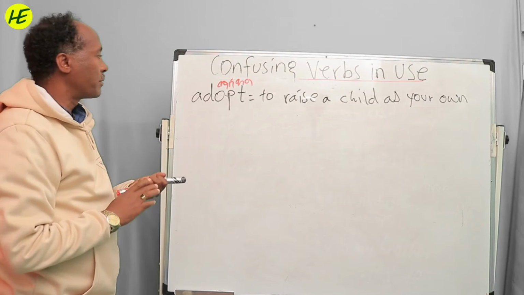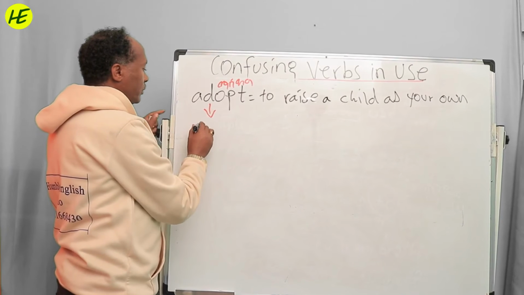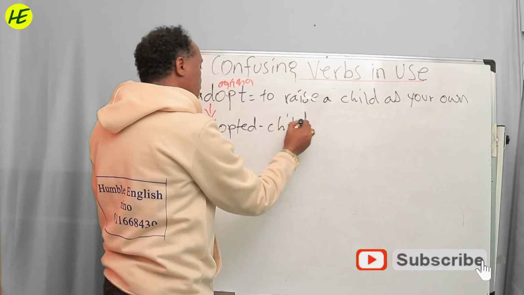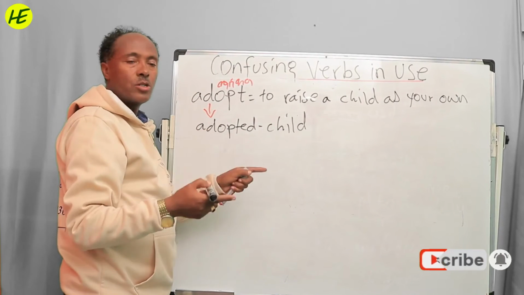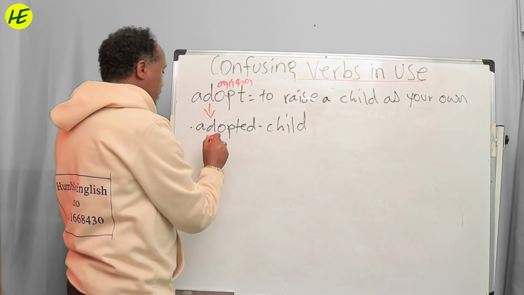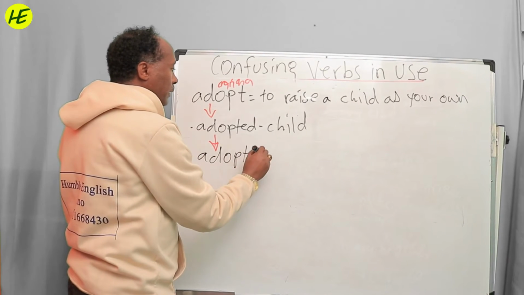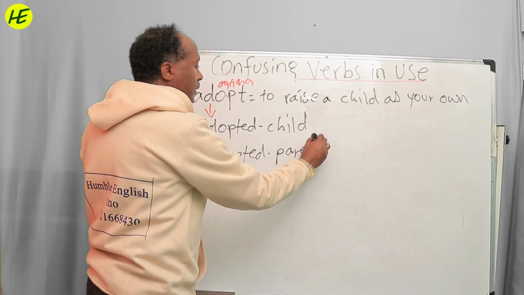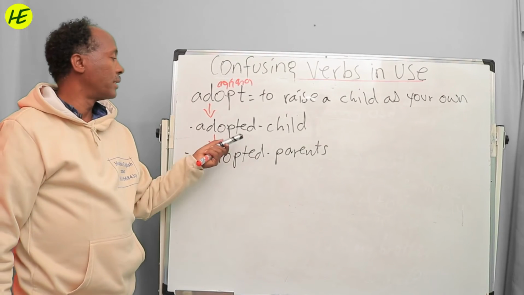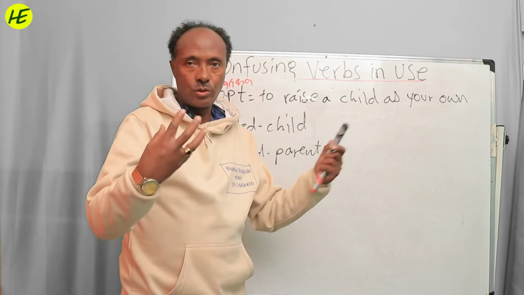Okay? At the same time, by the way, adopted child. Adopted what? Child. These are compound words, you know. It comes from adopt and then the child, it goes together. Adopted child. And possible to say adopted parents, also possible. Adopted parents. The parents, we call them adopted parents, and the child, adopted child. All right. Yes. So anyway, adopt is to raise a child as your own.